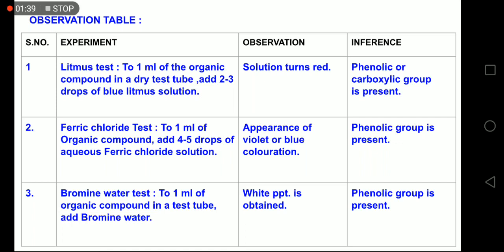The last test is bromine water test. To 1 ml of organic compound in a test tube, add bromine water. This test we have done while I was teaching you the organic chemistry related to phenol specifically. So there was the formation of 2,4,6 tribromophenol, which is a white precipitate. Okay, so this confirms that phenolic group is present.